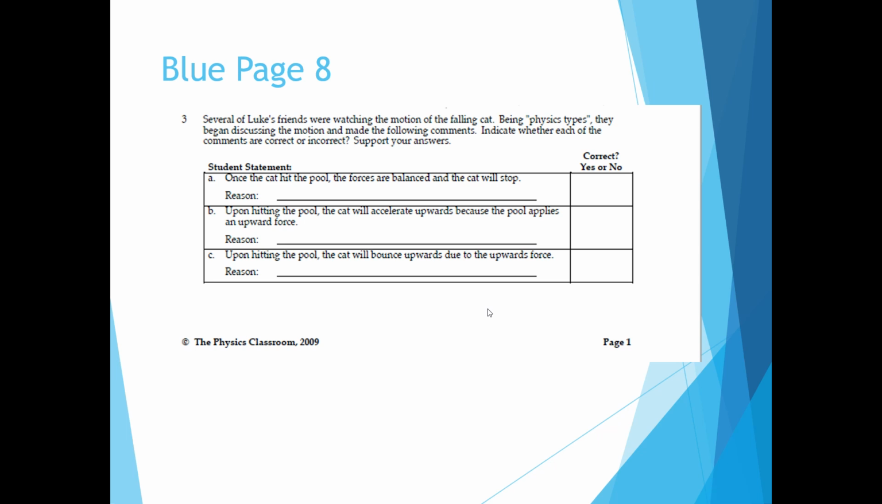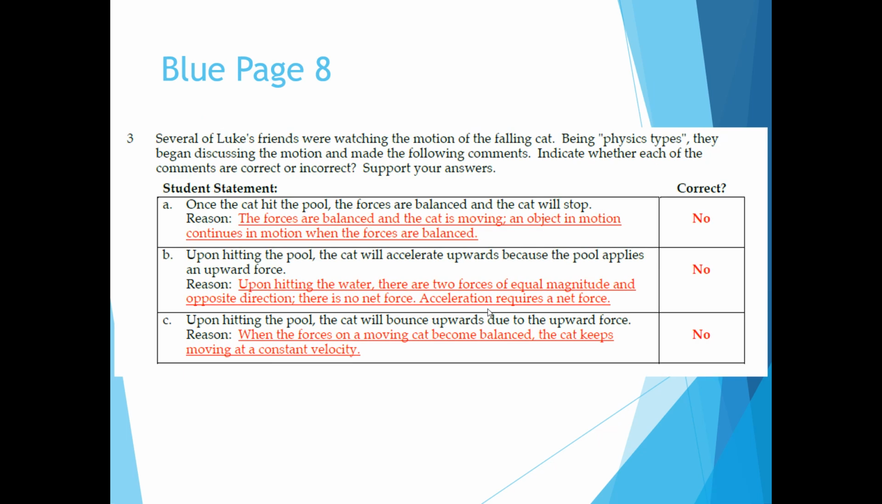Comment B, upon hitting the pool, the cat will accelerate upwards because the pool applies an upward force. No, the cat is not going to accelerate upwards and move upwards into the air. He has 2 forces of equal magnitude. They're balanced. An acceleration would require a net force. Then C, upon hitting the pool, the cat will bounce upwards due to the upwards force. I don't think the cat's going to bounce upwards, so no, that's not the case. So you have balanced forces on the cat, so the cat's going to keep moving at a constant speed in a straight line.